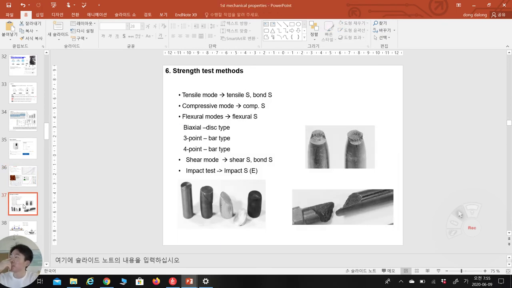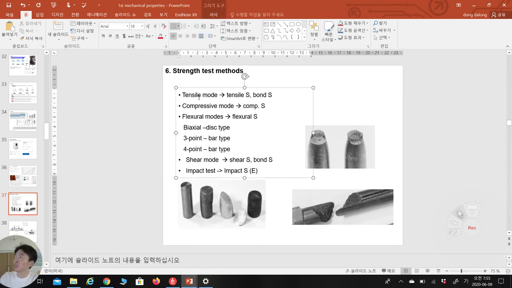I want to show what kinds of strength test methods you have. Depending on how you apply the force, you can measure dynamically. You can understand tensile mode, tensile stretch, compression mode, compress, and flexure mode. Actually, sometimes it's not easy to measure tensile or compression, so that's why compression mode is sometimes used for measuring the strength of your material. I will show you later. As types, biaxial, 3-point, and 4-point are subtypes of the flexure mode, then the shear mode, and impact test.